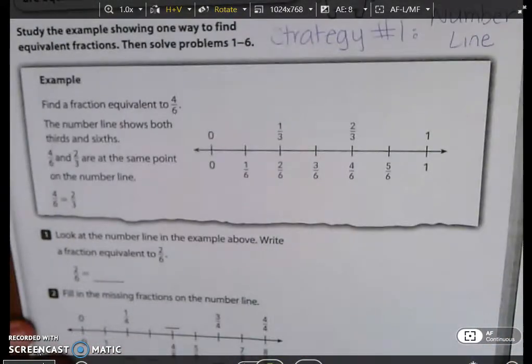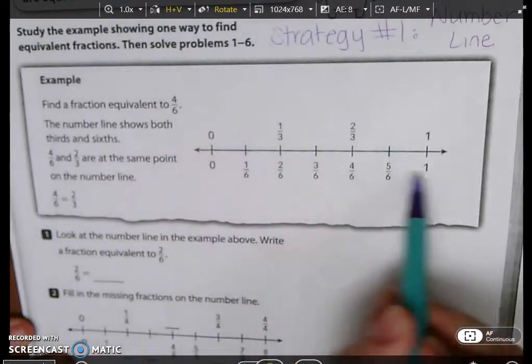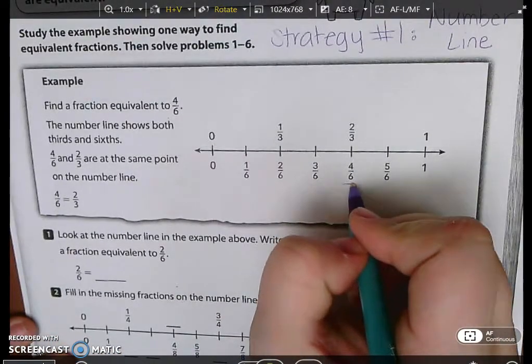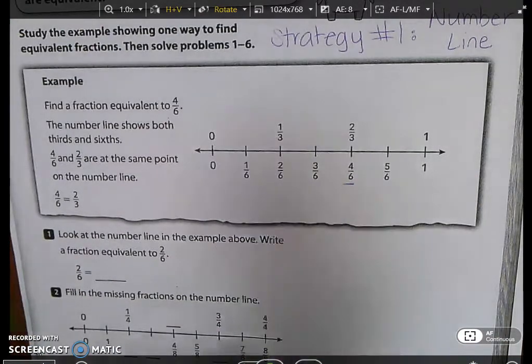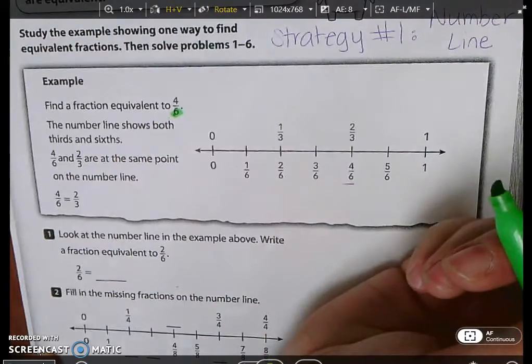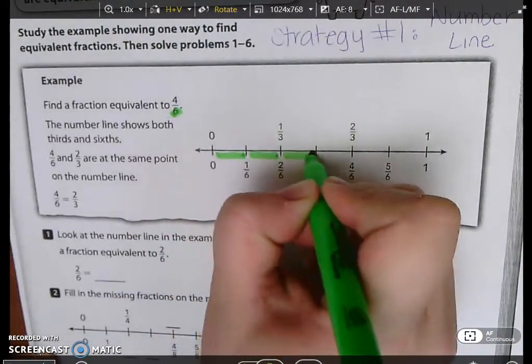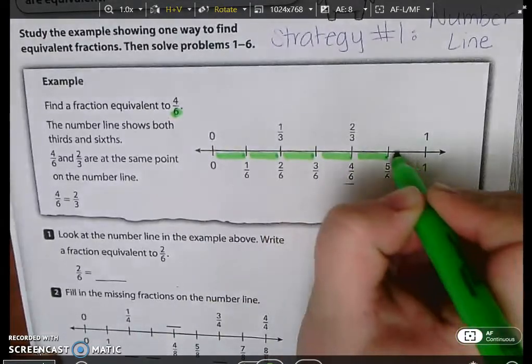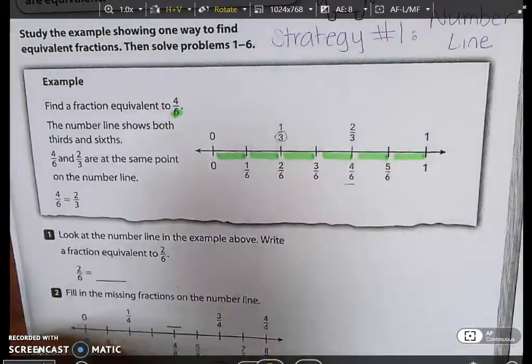So the first one here says find a fraction equivalent to 4/6. They've already got our number line for us, and if you find 4/6, it's going to be right here. And if you notice those 6, that means the number line's divided into 6 sections. So 1, 2, 3, 4, 5, 6. 6 sections.